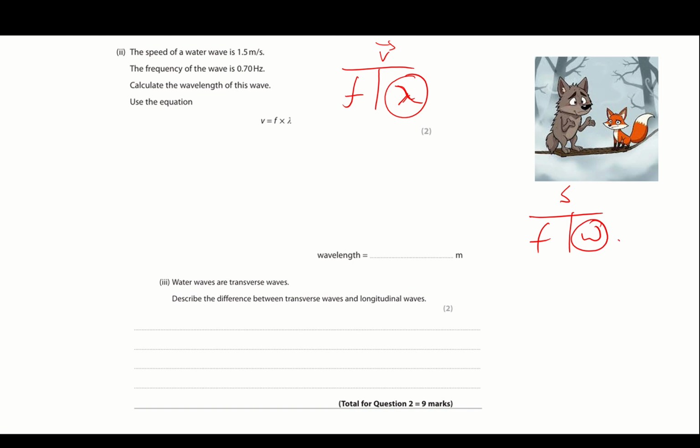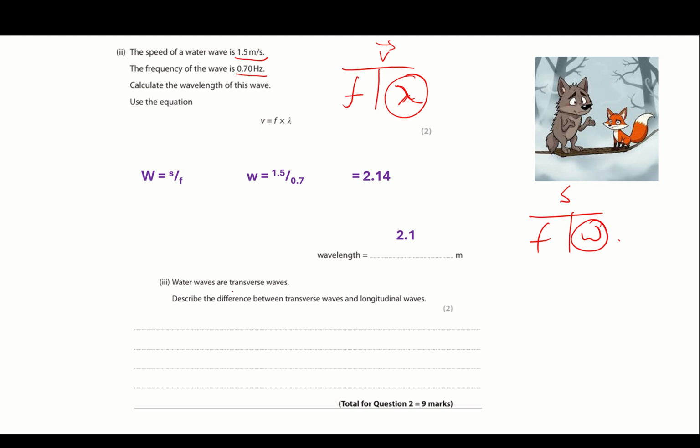So we know wavelength equals speed over frequency. Let's check the speed. No unit change there. That's perfect. No unit change there. So we've just got to plug those numbers in. So wavelength equals speed over frequency: 1.5 divided by 0.7 equals 2.1 meters.